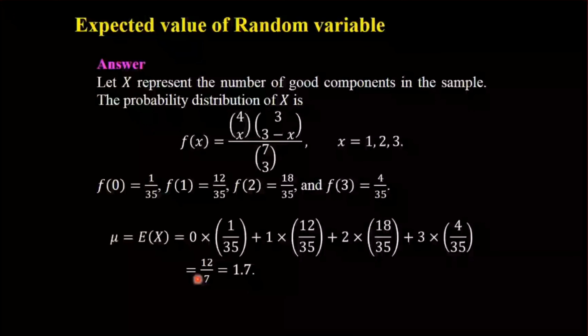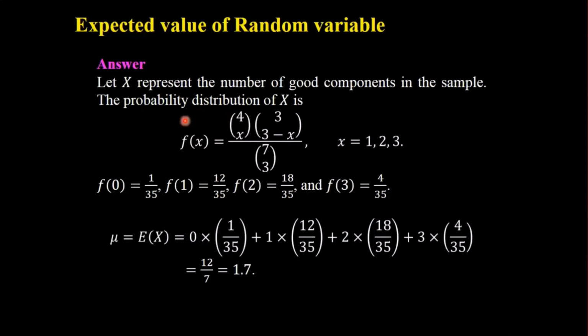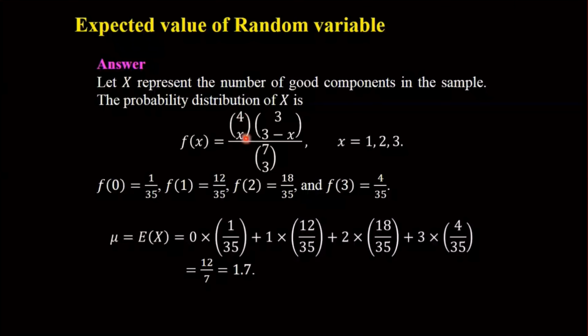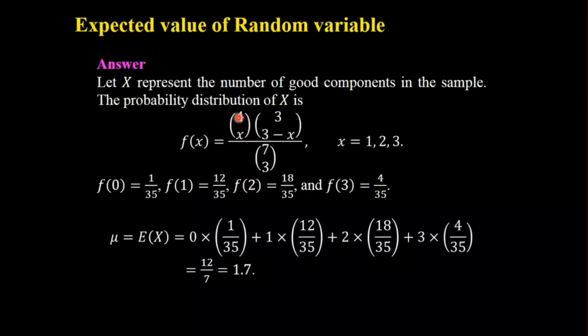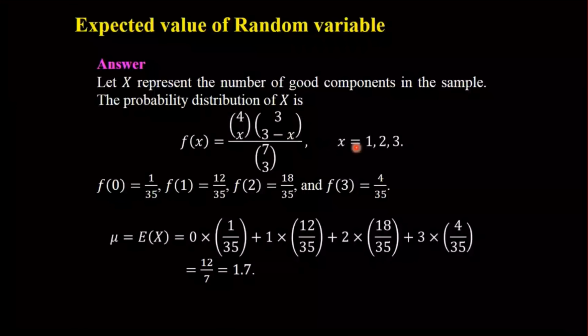First we have to find the probability function, the value f of x. How to choose f of x? It is 4Cx, where x is the number of good items, into 3C(3 minus x), divided by 7C3. This is the combination formula, and using it we can find the probability. If x is one good item, you will get some value. If x is two good items, you can find it, and if x is 3, you can find the probability.